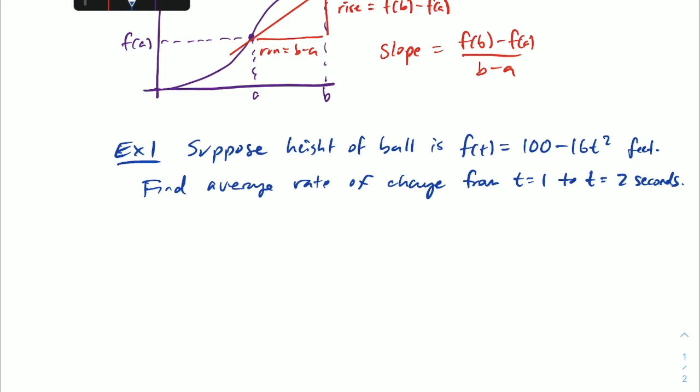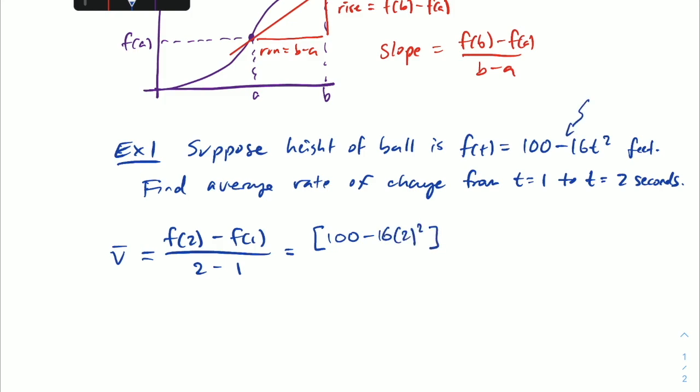Okay, so let's just appeal to the formula here. So we'll have f of 2 minus f of 1 over 2 minus 1. Note that the units on the top are going to be feet and the units on the bottom are seconds. So this really is a velocity. It's an average velocity. Represent that with a v bar, average velocity. So what we're going to do is put 2 into the function. So we'll do 100 minus 16 times 2 squared. That's 2 put into the function here. And then we'll put in 1 into the function. So 100 minus 16, 1 squared. And then we'll divide by 2 minus 1, which is just 1.